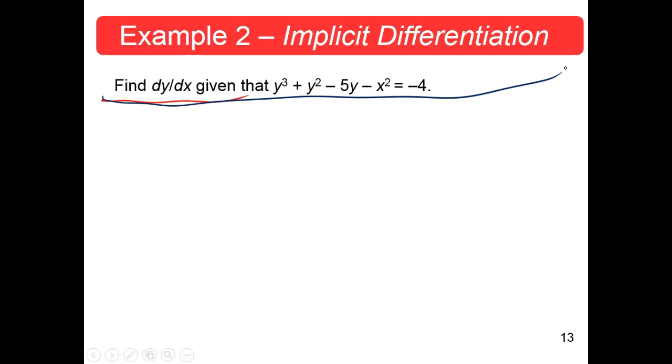All right. Example 3. If possible, represent y as a differentiable function of x. Here is part a: x squared plus y squared is equal to 0. It says represent y as a differentiable function of x.